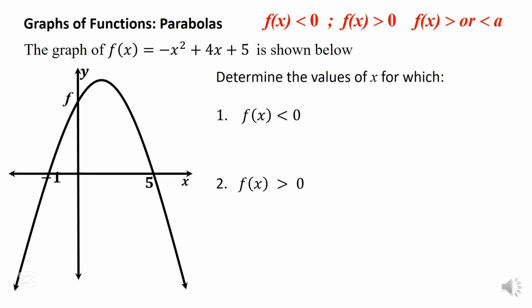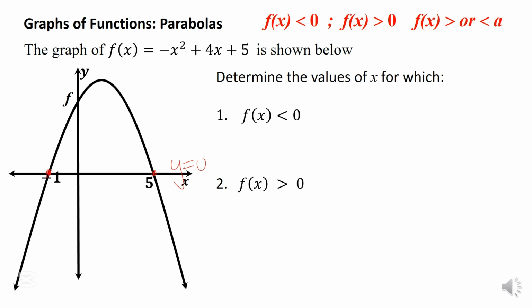Graphs of functions, grade 11 and grade 12. We are looking at how to determine the values of x for which f of x is less than 0 or f of x is bigger than 0. So for us to have this done correctly, we need to understand what it means. Now on our grid, the x-axis is the line y is equal to 0. This is the line y is equal to 0. So that's why at the x-intercepts, f of x is equal to 0.